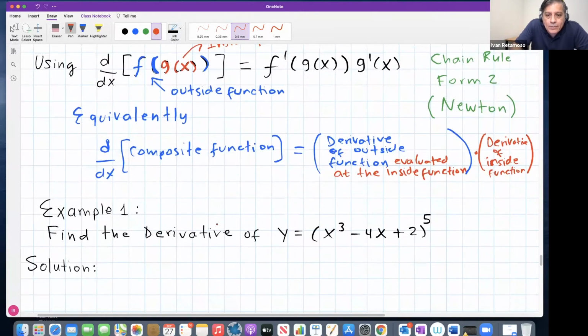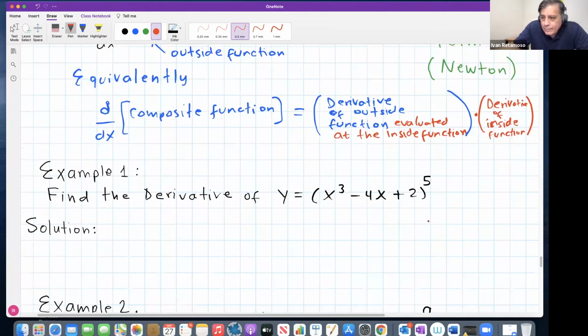All right, so suppose they ask you to figure out the derivative of this composite function, y equal x cubed minus 4x plus 2, all raised to the 5th power. Solution. So quickly, you identify what is the outside function, and then what is the inside function.